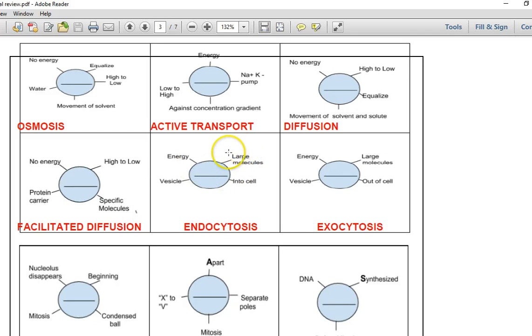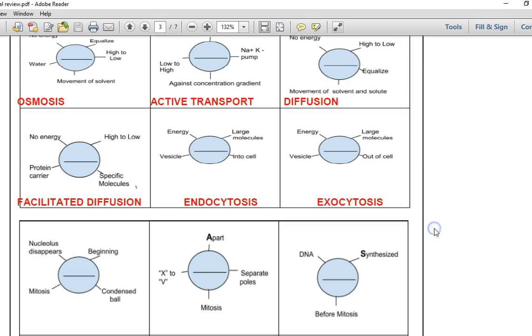Endocytosis is going to take large molecules into the cell using a vesicle. Remember, a vesicle is a little membrane-bound sac that the cell can produce when it needs to. So if we're bringing molecules into the cell, it's endocytosis. If we're taking them out, it is exocytosis.